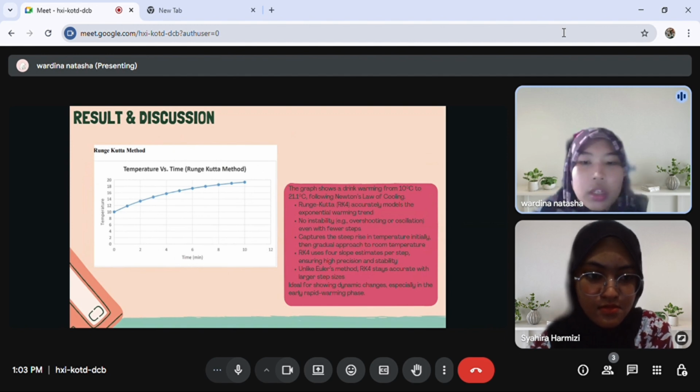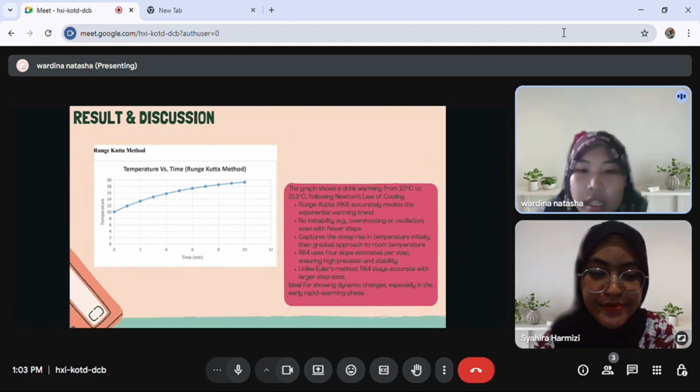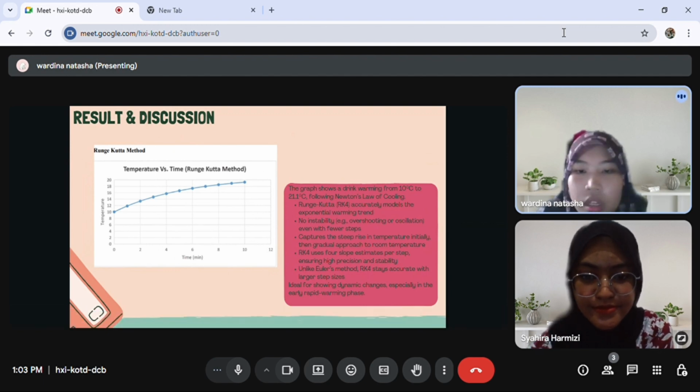Runge-Kutta also uses slope estimates per step to ensure high precision and stability. And unlike the Euler method, Runge-Kutta stays accurate with larger step sizes. So it is ideal for showing dynamic changes, especially in the early rapid warming phase.